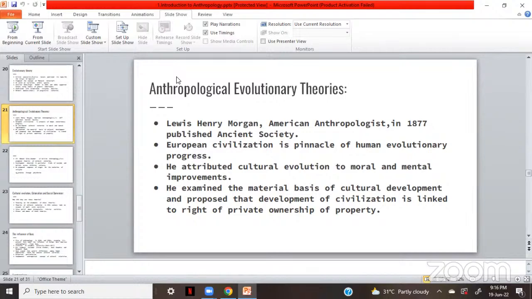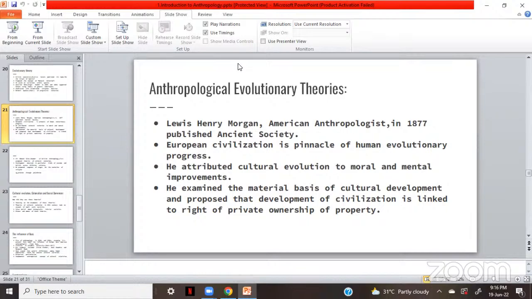of human society. So basically, Morgan studied the differences between the private ownership of property and the property that was owned communally. And obviously, we'll study in detail the theory that was given by Friedrich Engels and Karl Marx and how they introduced the concept of communism in the society.